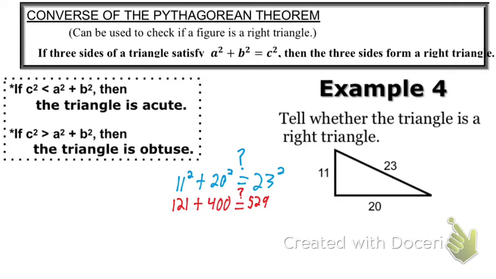Does 121 plus 400 equal 529? No, last I checked, it's 521. So those are not equal. Now, is 521 less than or greater than 529? It's less than it. Okay, so 529 is greater. So does this make a right triangle? No. We can definitively say it does not make a right triangle. So tell whether it makes a right triangle. No. Now, we can also find out what kind of triangle it makes.